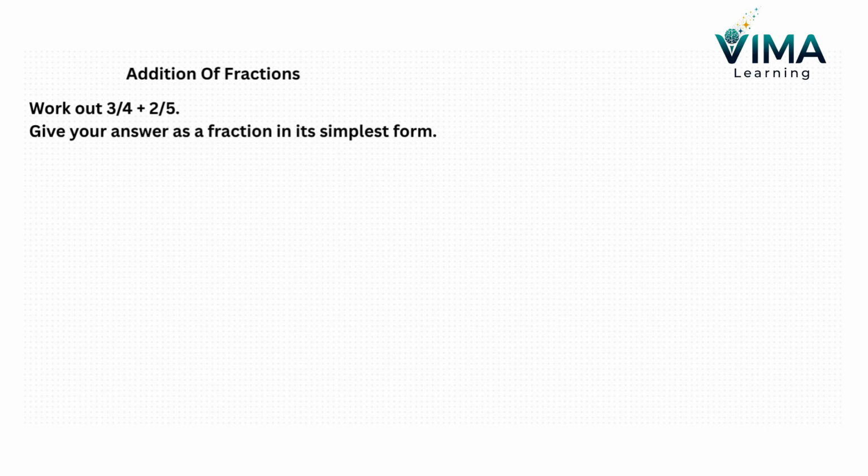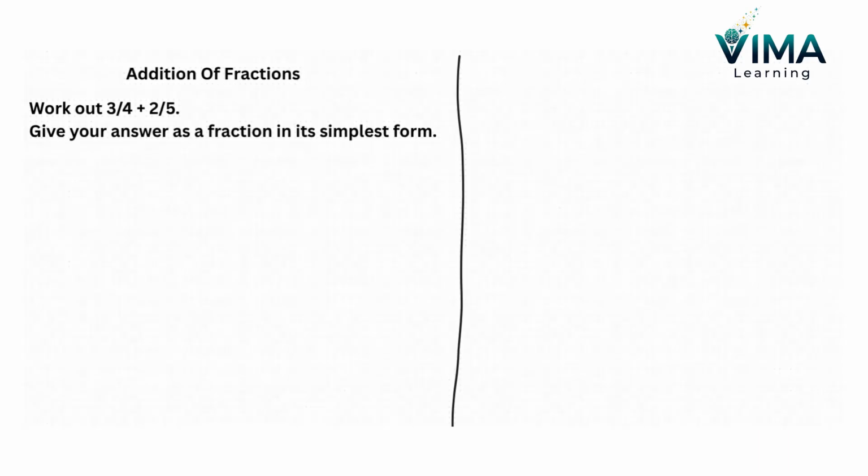We have to work out 3/4 plus 2/5. So 3 over 4 plus 2 over 5, and we have to leave our answer as a fraction in its simplest form. Now, the first thing to do is to find a common denominator, a number that is common to both 4 and 5.